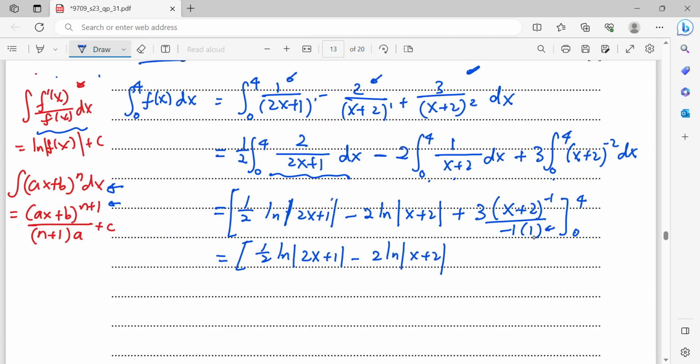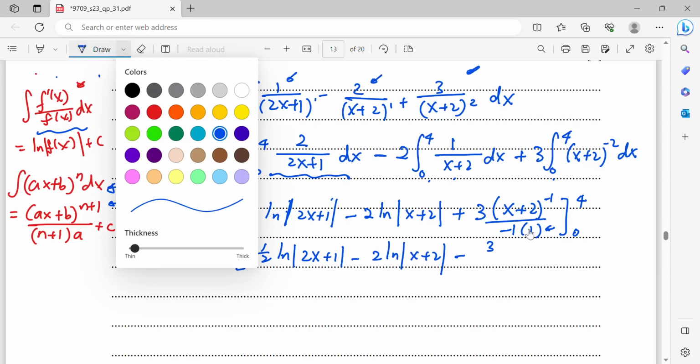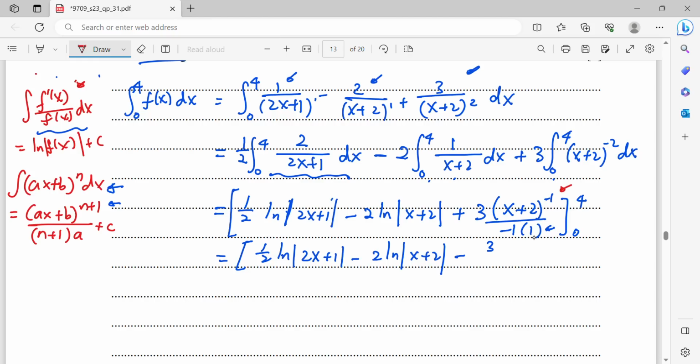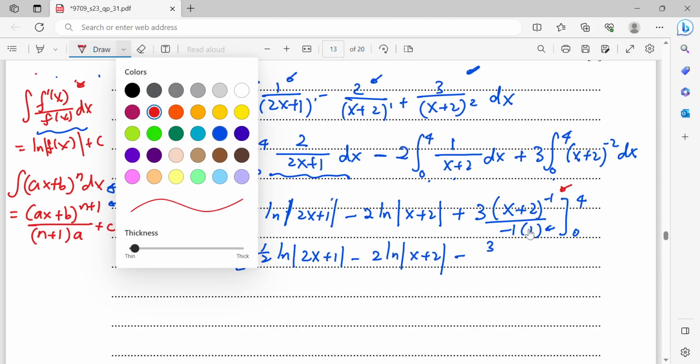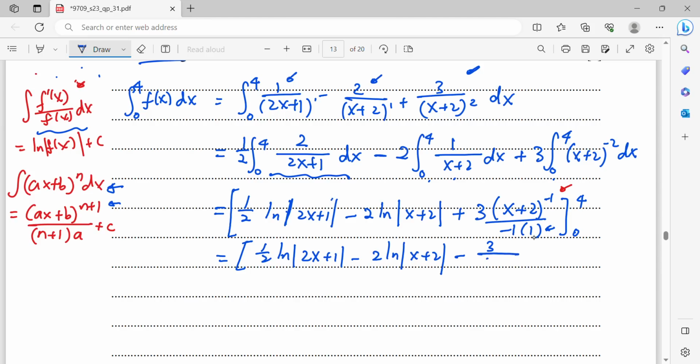So now for the denominator of the last term, it is minus 1. So minus 1 times 3 is minus 3. Okay, but when you look at the degree of the brackets here, x plus 2, the degree is minus 1, so I will move it down. So it becomes over x plus 2 with degree 1. Then limits will be 0 to 4.